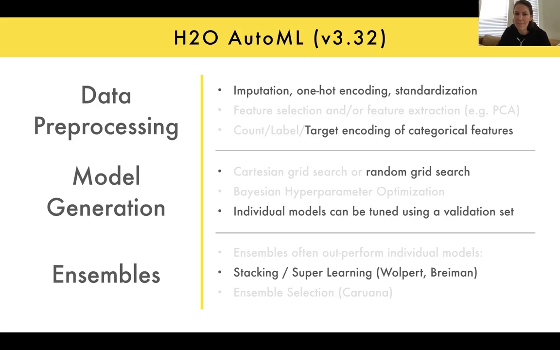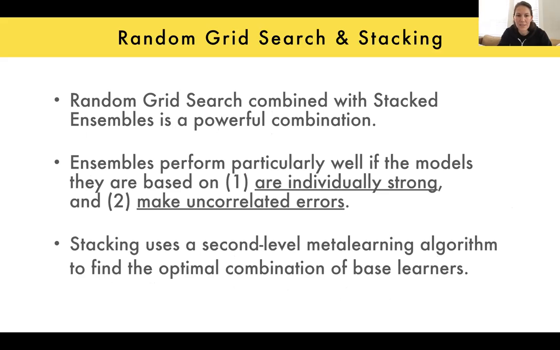So if you have more computation power, you can get to a better solution quicker if you do random search, if you just throw a bunch of computation power at it. And then in terms of ensembles, the type of ensembling that I like to do the most is called stacking or super learning or stacked ensembles, but there are other types of ensemble techniques out there. And so this is basically what we do in AutoML.